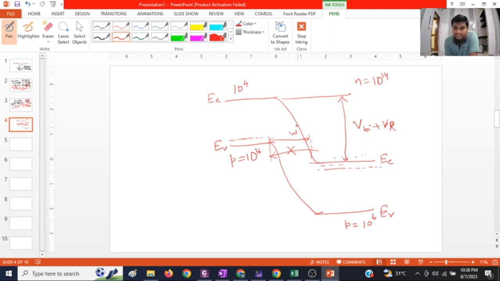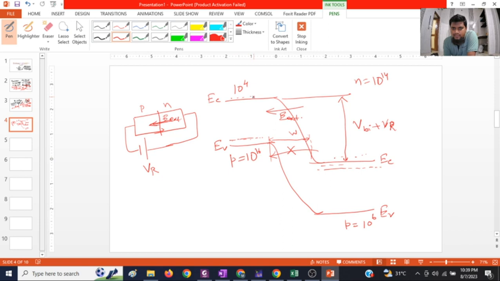And we are applying a reverse bias, right? So reverse bias means the P side is connected to a negative voltage, and the N side is connected to a positive voltage. That means we are applying an electric field in this direction. Okay, so there is an external electric field which is being applied. I am writing external because we are providing it from outside, not because of the internal carriers.